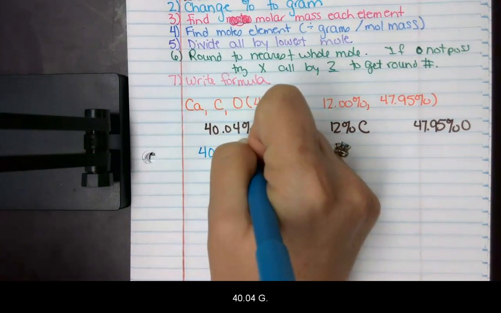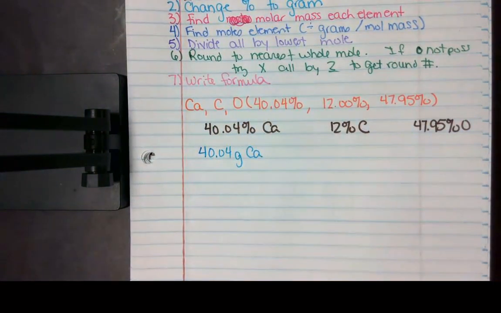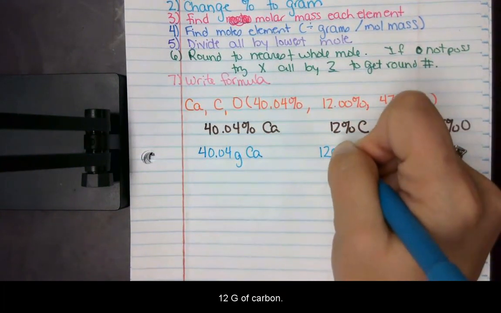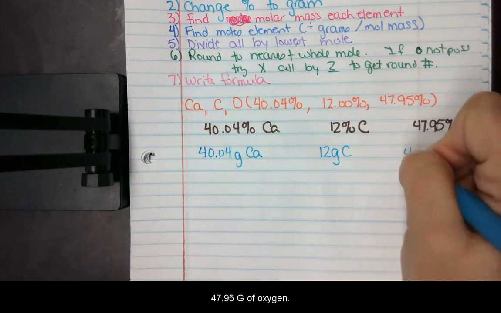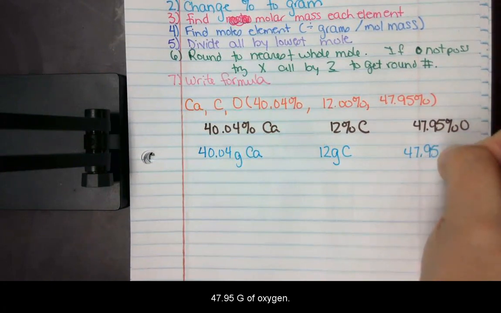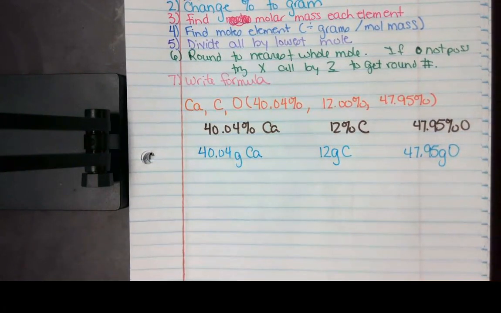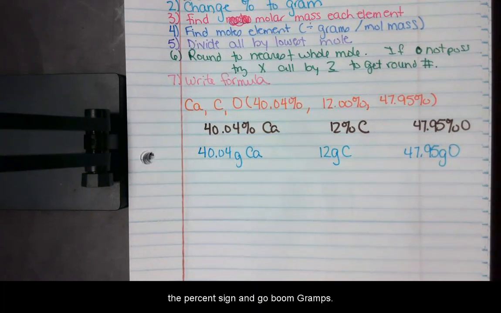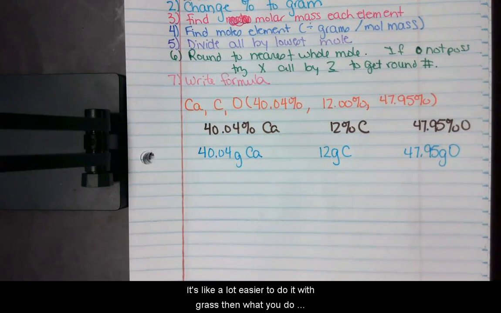40.04 grams of calcium, 12 grams of carbon, and 47.95 grams of oxygen. Because it's out of 100, and they all relate to 100, we can literally just take the percent sign and go, boom, grams. Makes life a lot easier if you're dealing with grams.